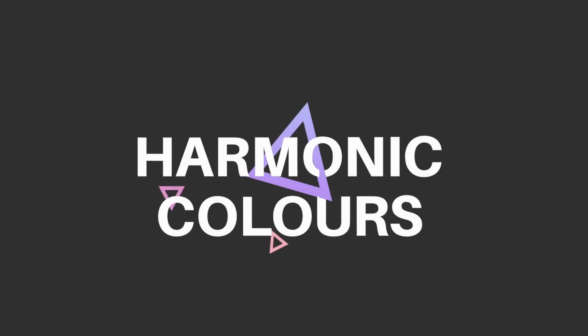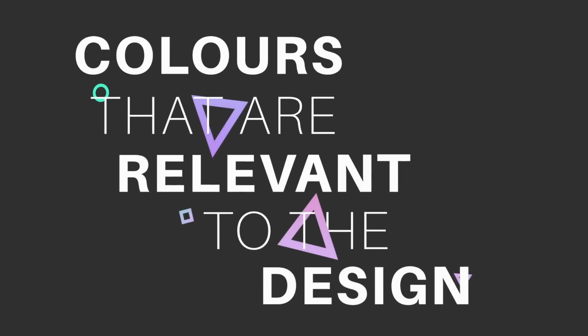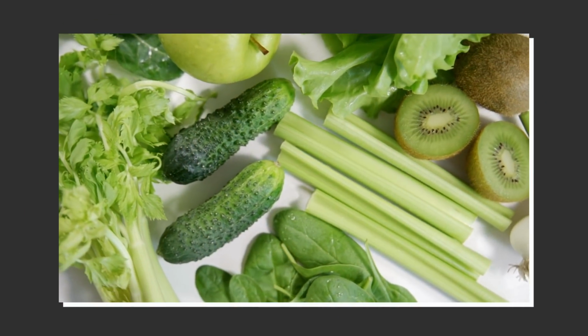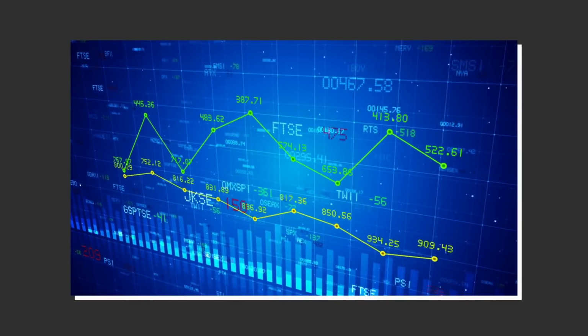The first rule is to use harmonic colors, or colors that are relevant to the design. So think of things like greens used for organic products, or blue for financial designs, and so on. This rule most of the time is an absolute need. However, there are instances when you can break this rule.